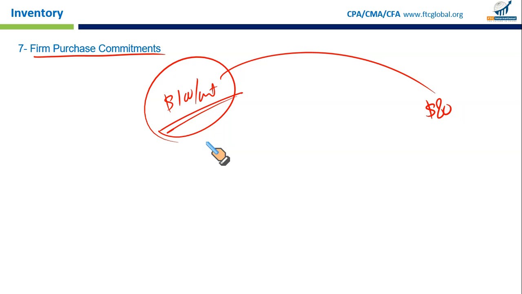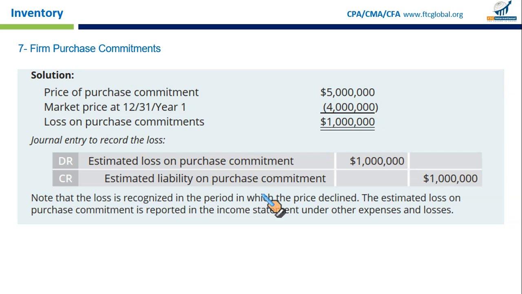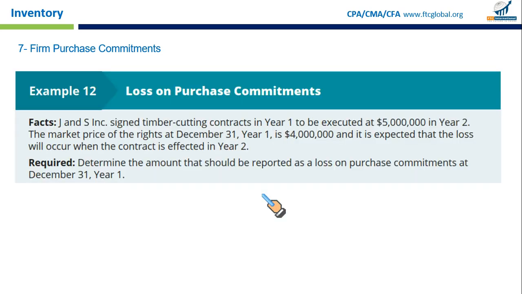So this is an important point. Under the purchase commitment, where you're bound to pay this price, if on the reporting date the price falls, then you need to bring this as a current period loss. So let's do an example to make some sense out of it. I think this is the example.